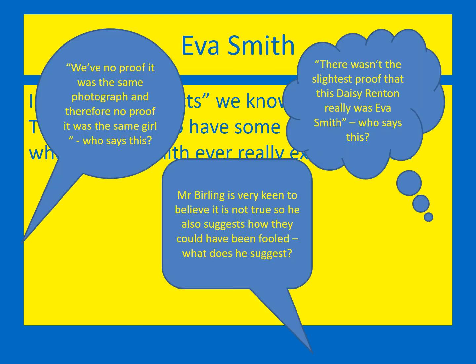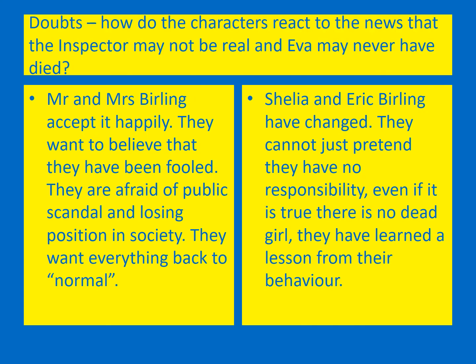So we've no proof it was the same photograph. Mr. Birling is very keen to believe it's not true. And there was no proof, not the slightest proof, that Daisy Renton was Eva Smith. Okay, so these are the way those doubts are borne out between the characters.